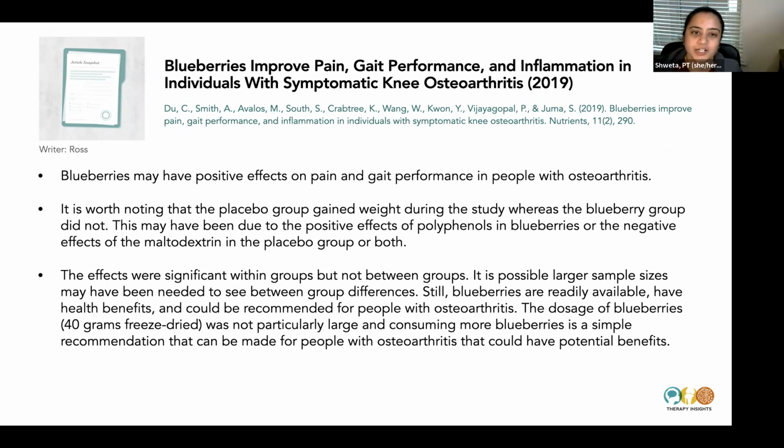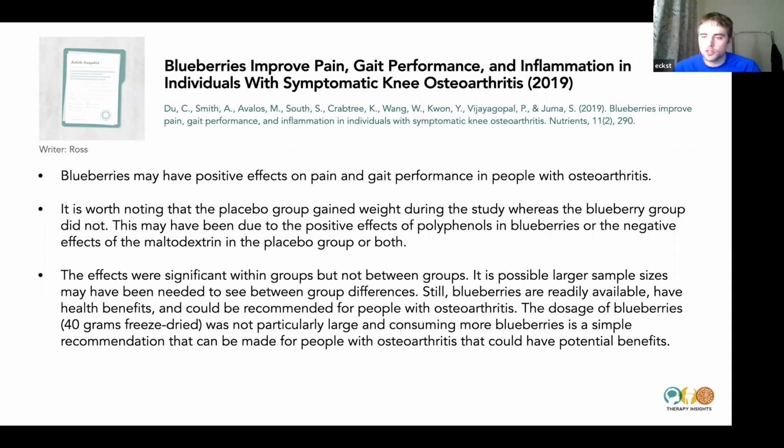Ross, I was actually curious, when they say there weren't really significant differences between groups, but rather within groups, I'm curious what exactly they mean by that. Like, even with maltodextrin, did some of the placebo group people not really show effects and some really showed drastic effects? What was going on there exactly?